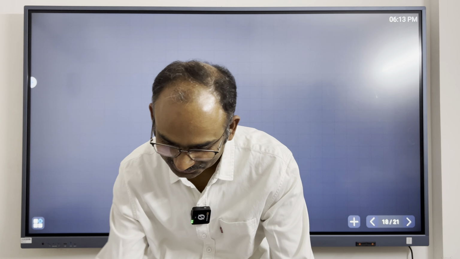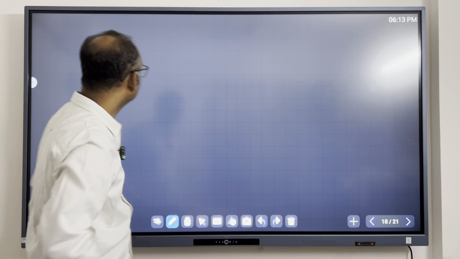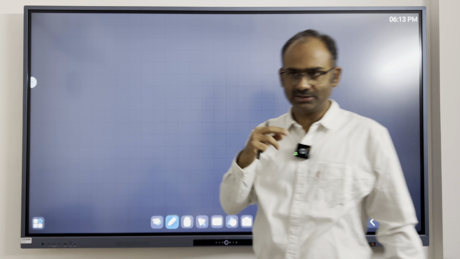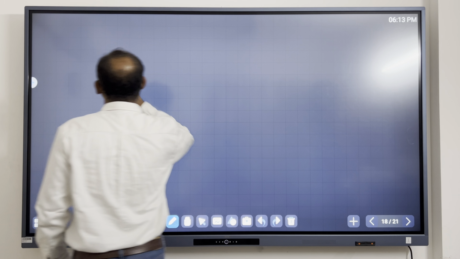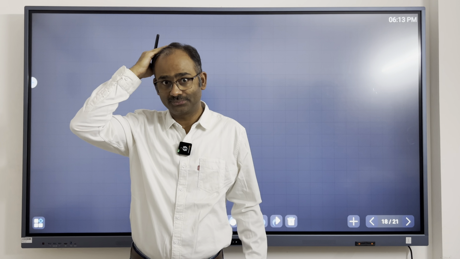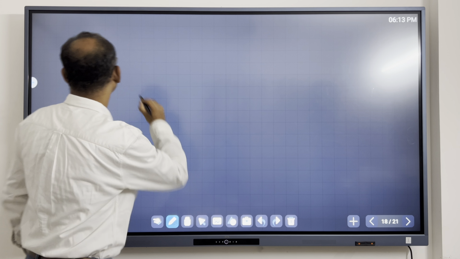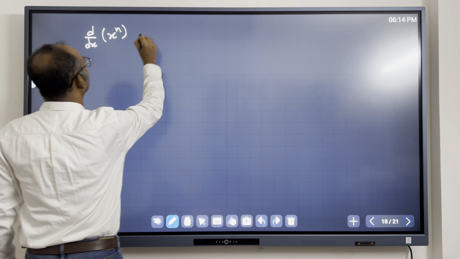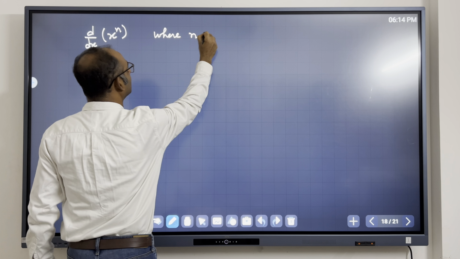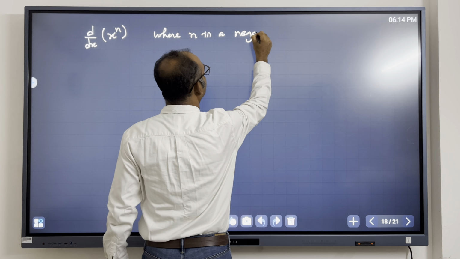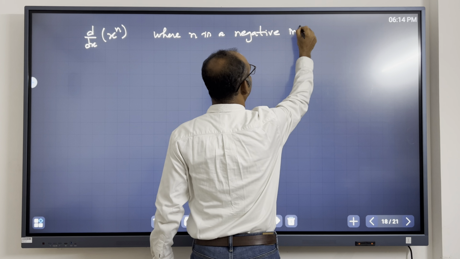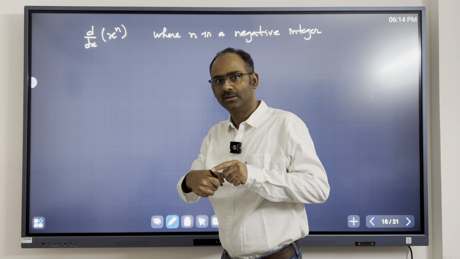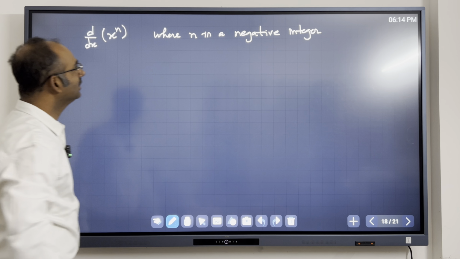Let's look at the next important result. I want to take the derivative of x to the n, where n this time is negative. Earlier we have done it for positive n. So what we want to know is d over dx of x to the n, where n is a negative integer.